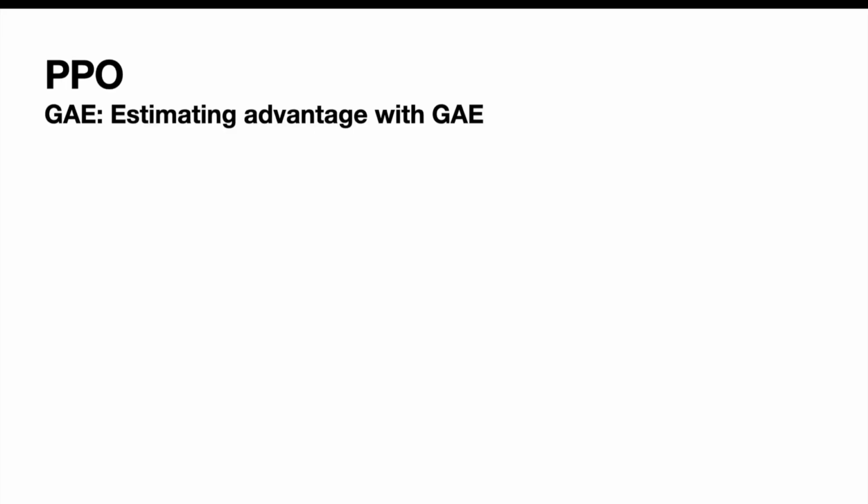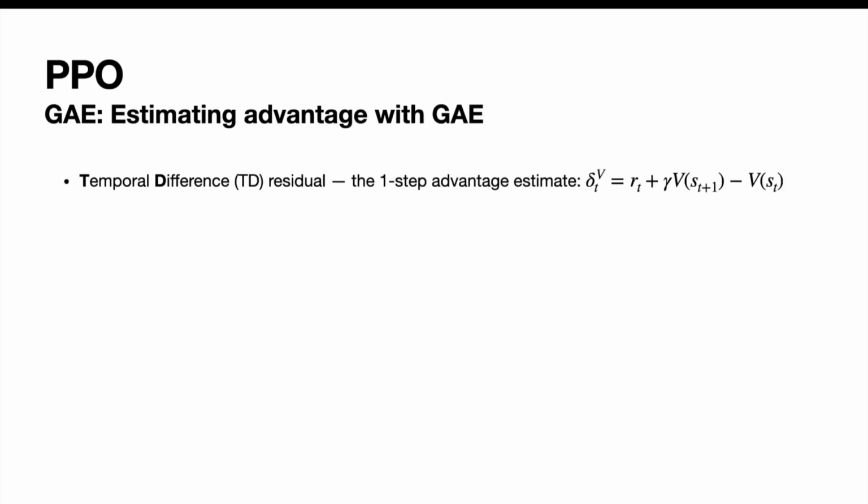Now let's see how we estimate the advantage with GAE. First, we define the temporal difference residual, or TD residual for short. The TD residual is a one-step estimate of the advantage. It is written as delta t, and it compares two quantities: what the value model predicted before, and what we observe after taking one step. More specifically, delta t equals the reward at step t plus gamma times the value of the next state minus the value of the current state.